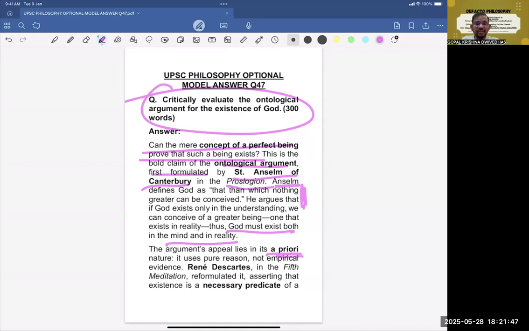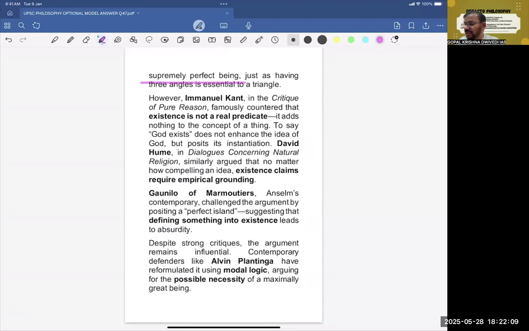Now, Descartes, in his Fifth Meditation, reformulated it. Descartes, another modern rationalist thinker, reformulated it, asserting that existence is a necessary predicate. Existence is a necessary predicate of a supremely perfect being, just as having three angles is essential to a triangle. This is Descartes' view.